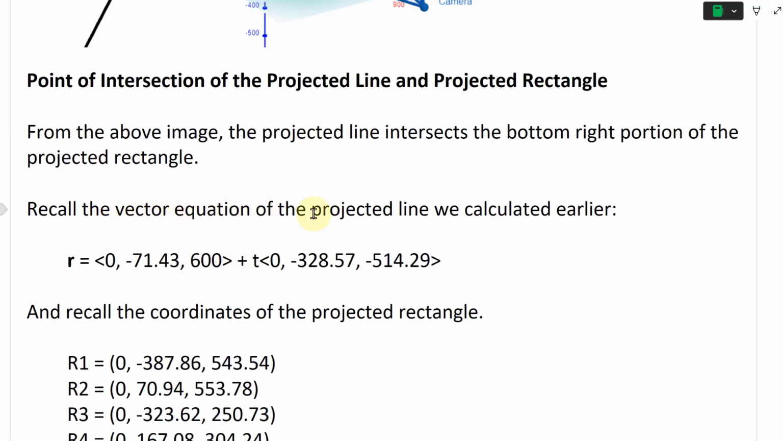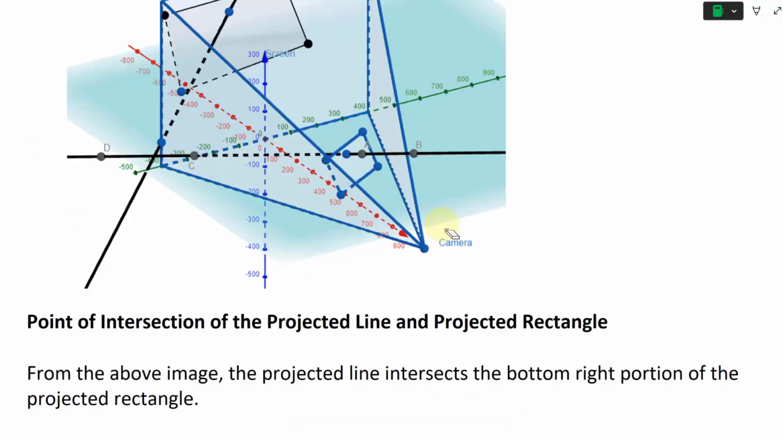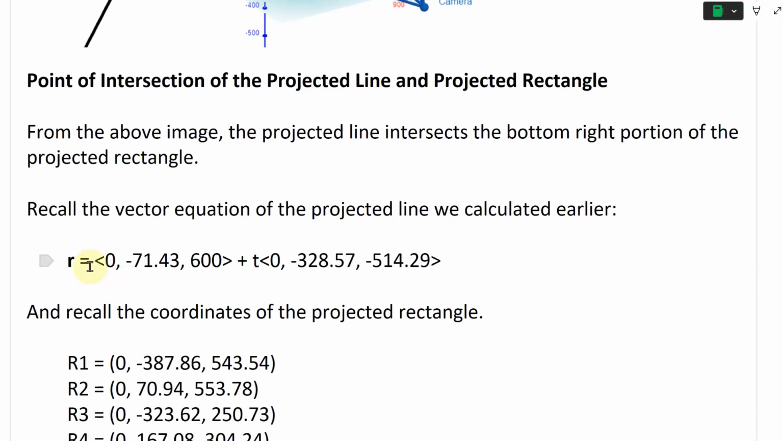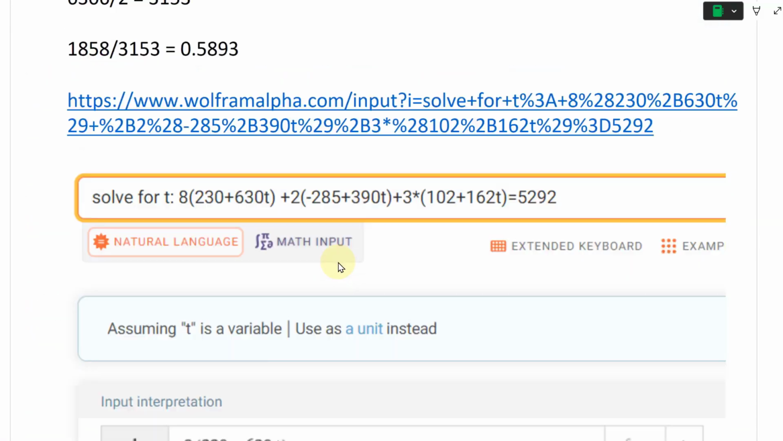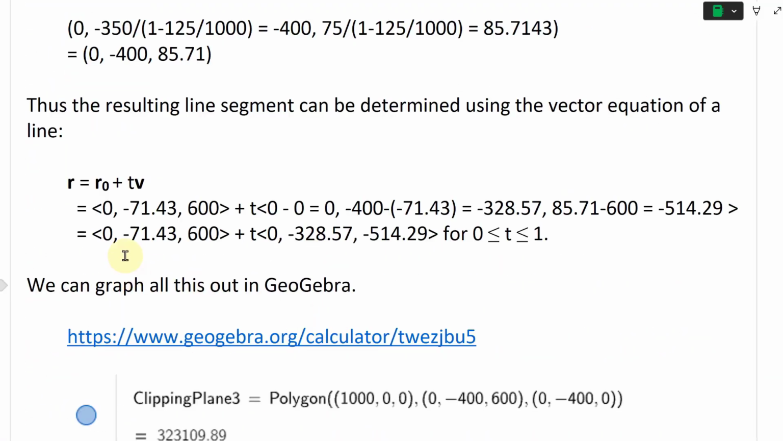So recall the vector equation of the projected line we calculated earlier. That's this equation right here. This is the projected line PL. This was our vector equals this vector 0, negative 71.43, 600, plus t times 0, negative 328.57, and minus 514.29. And that is the parallel vector. We could scroll all the way up to find that. Let's just keep going. And here, I just teleported right here.